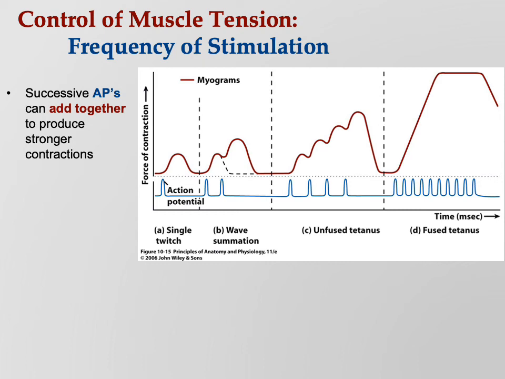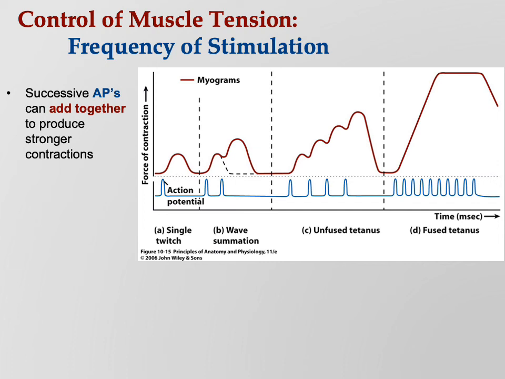But then look at B, wave summation. What happens here is you get an action potential. It causes the twitch contraction. But while the muscle is still in the relaxation phase, the second action potential shows up. And therefore it builds on the first one, okay? And so then you create additional force of contraction. That's why the more action potentials per second, you can see once you go to C, unfused tetanus, a bunch of action potentials in a row cause a more and more powerful muscle contraction.